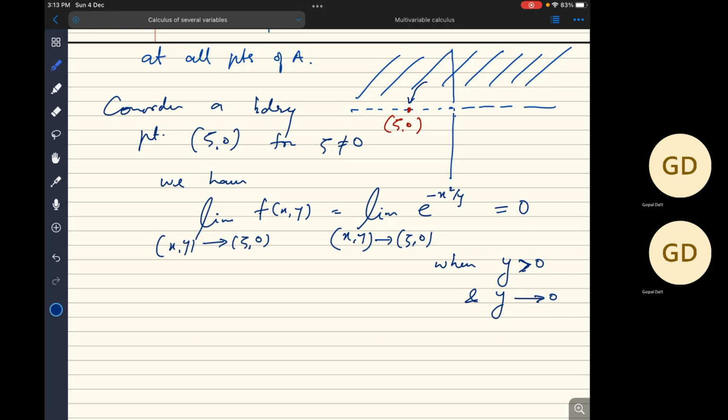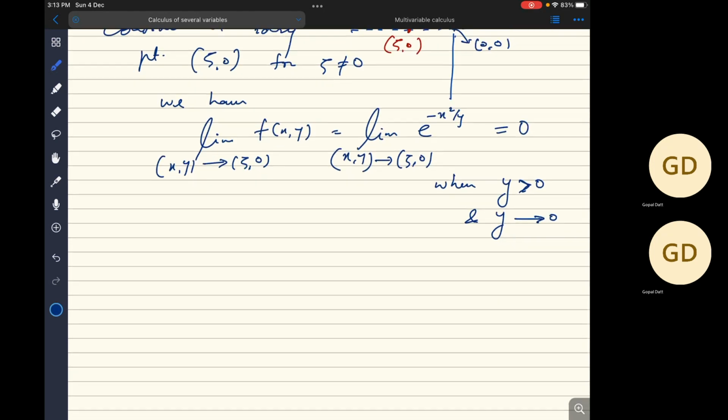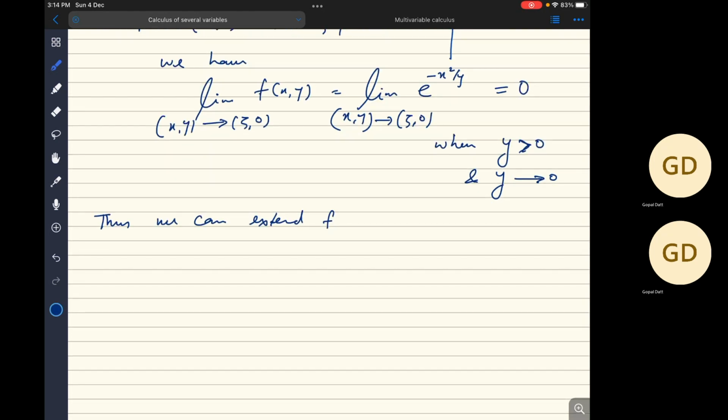So here what we have taken is outside the origin. This point is the origin, 0 comma 0. Outside this origin, on the boundary of the upper half plane, we have the limit of this function at 0. So we can define another function. Thus we can extend f. Extend f means we can define another function f star.